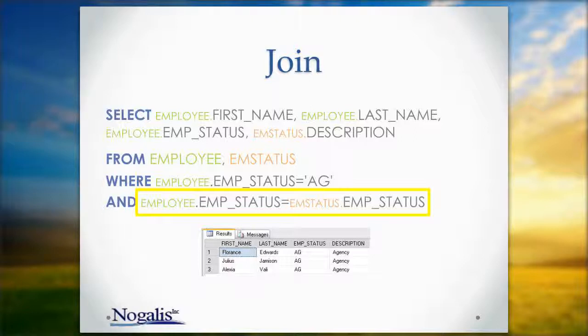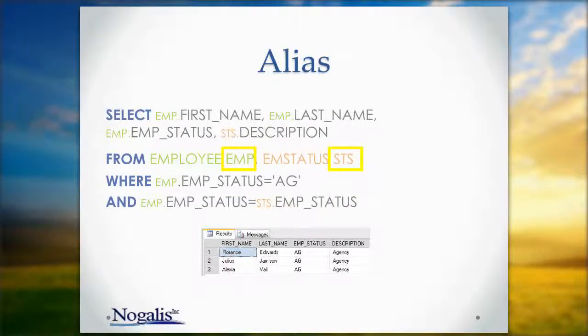So one way to get around that is by using something called aliases, and you'll see this quite a bit. So here, let's just skip down to this from section. Remember, from tells us which tables things are going to come from. So I said employee space EMP and EM status space STS. So what I've basically said is you get the data from employee, but for the context of this query, employee can be abbreviated into the letters EMP.